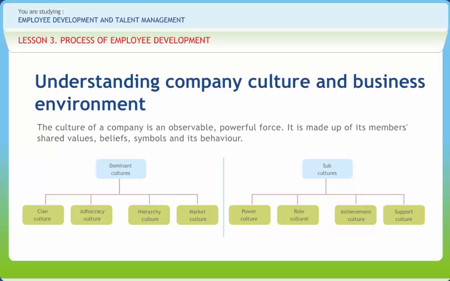Next, subcultures. First, power culture. It emanates from centralized power. Power cultures are demanding of people. Role culture is a highly structured environment where clear objectives, goals, and procedures exist. In achievement culture, people work hard to achieve goals and better the group as a whole. Support culture acts like a tiny community where people support and trust each other.